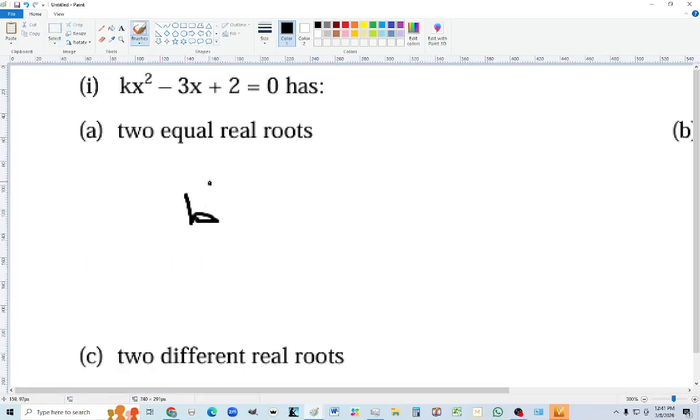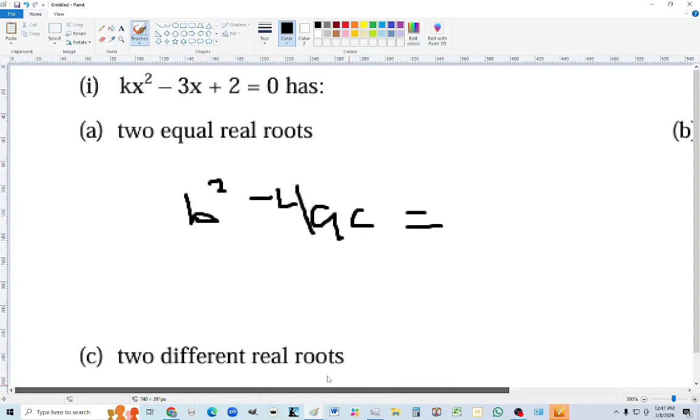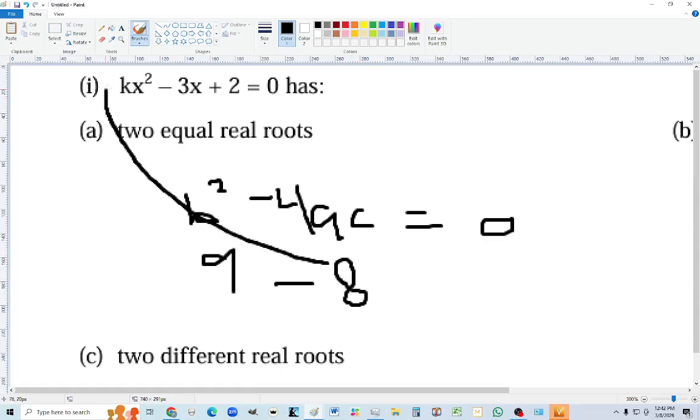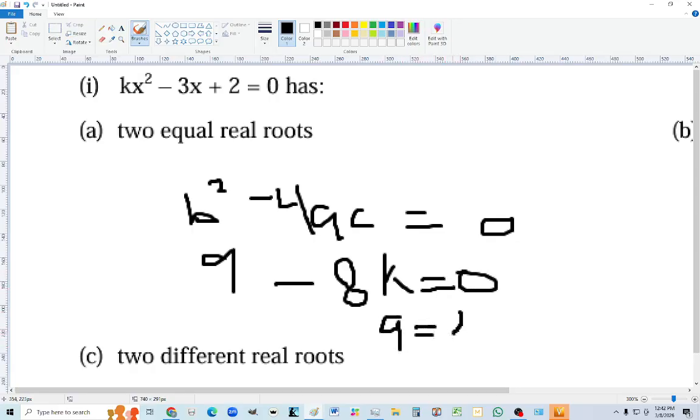We know that b squared minus 4ac, when it's got two roots that are equal, is equal to 0. So let's solve for this. Well, our b squared is minus 3 squared, so it's 9. Minus 4 times 2 is minus 8 times a, which is k. Now we solve for k. 9 is equal to 8k. K is equal to 9 over 8.